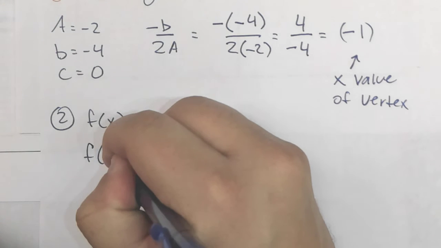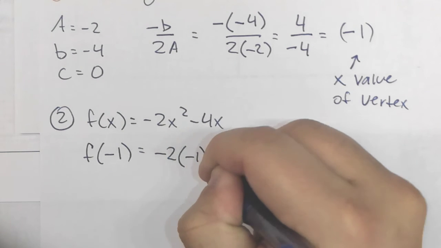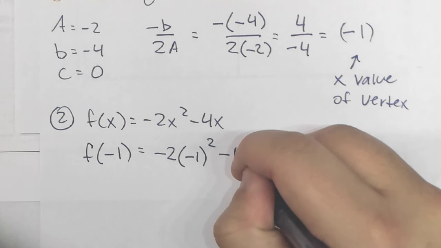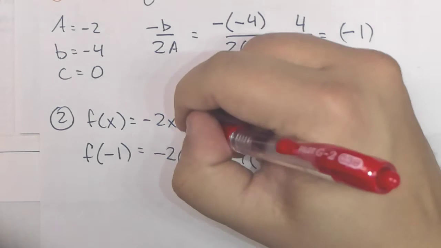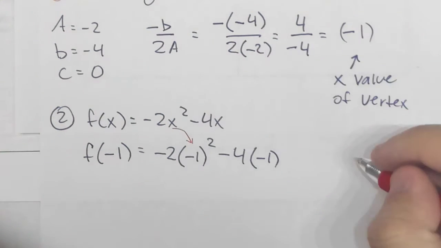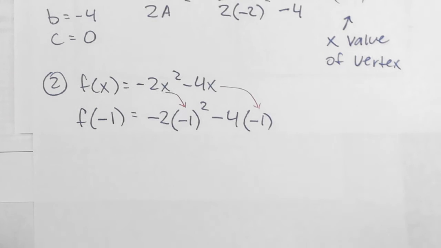We're going to say f of negative 1 is equivalent to negative 2 times negative 1, squared, minus 4 times our negative 1. All we did was say there's an x, it's a negative 1, there's an x, it's a negative 1. Go ahead and solve for this now.